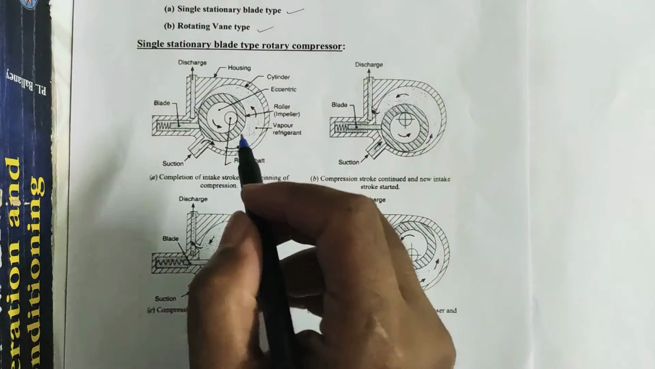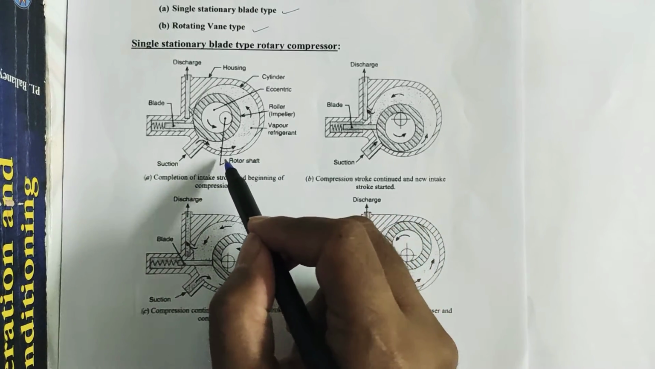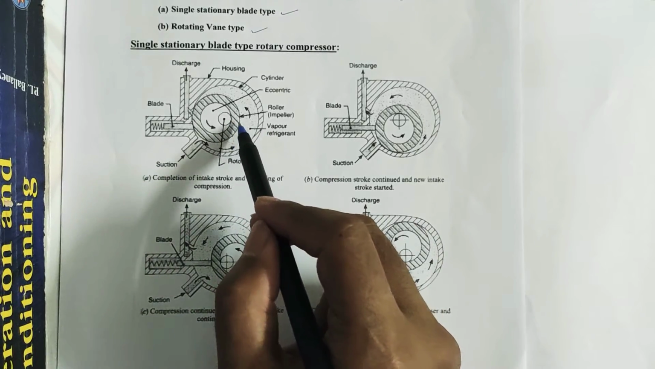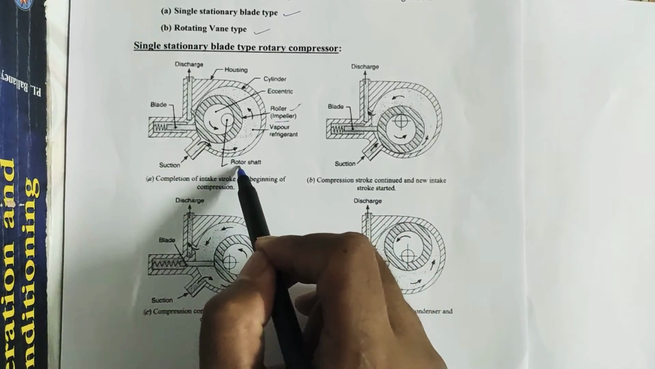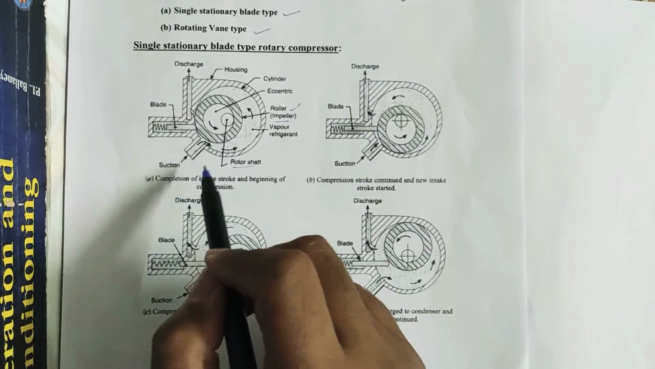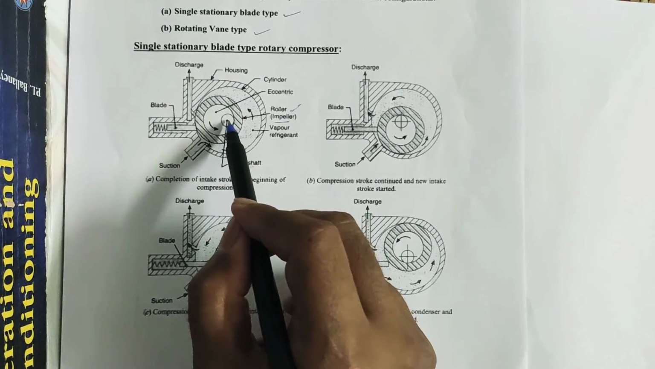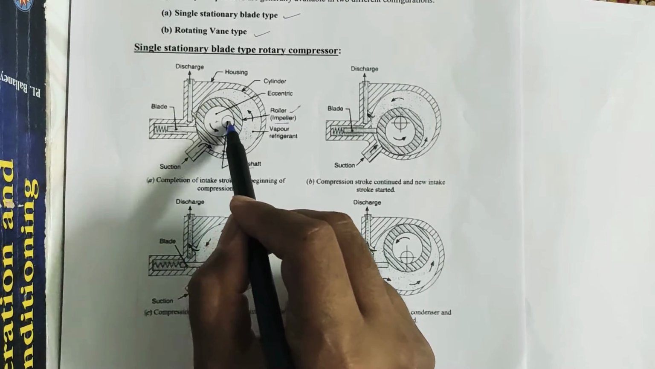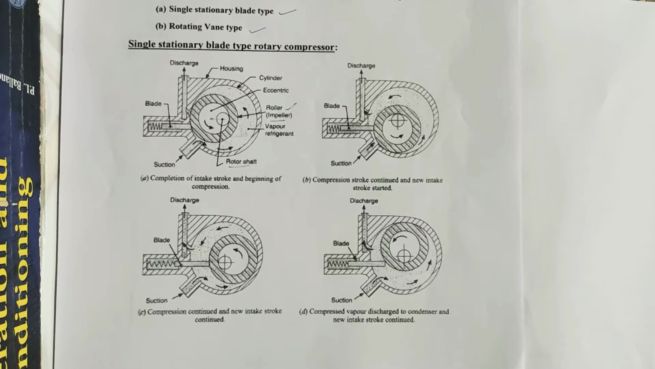Now if we look at this first figure, what are the components that are present? It consists of a single stationary cylinder. One roller is there. That roller is also known as impeller. And one shaft is present, the rotor shaft. Now this shaft has an eccentric on which the roller is mounted. See, both the center of this roller as well as the center of this rotor shaft are not the same. So one eccentricity is there. This distance is the eccentricity. So the shaft is mounted in an eccentric way on which the roller is mounted.